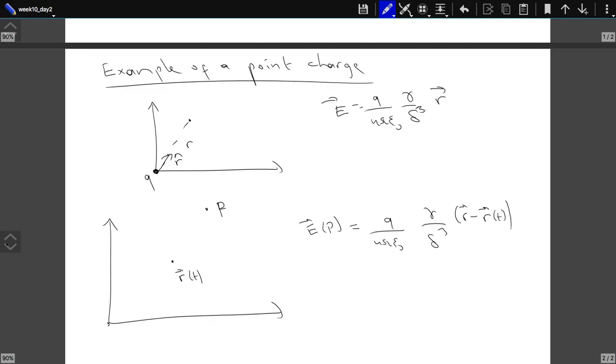The funny part is that the electric field at this point is determined not by the charge at the same time, but by the position and the velocity of my charge over here. This is the point at which my particle is at the retarded time. Nevertheless, the electric field at the point P, although it is determined by the position and velocity of my particle at the retarded position, is still radially out from the current position of my charge.